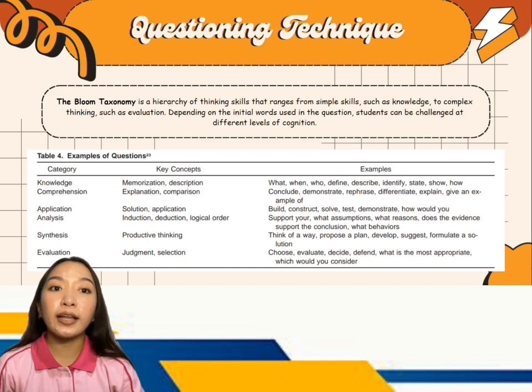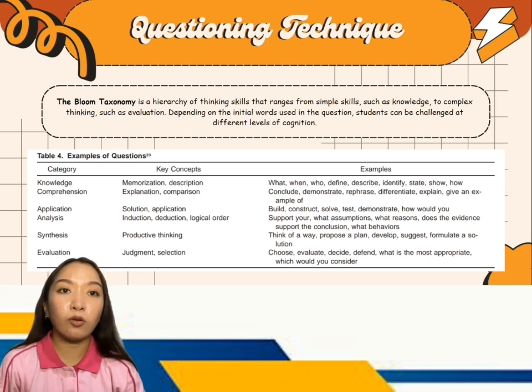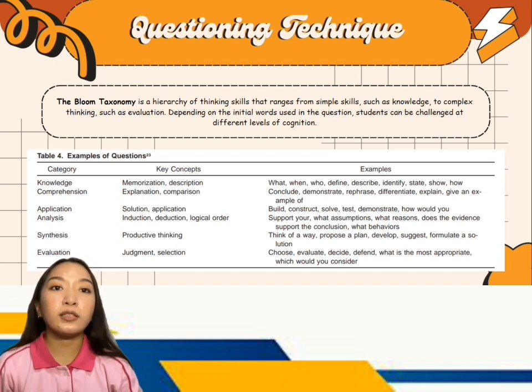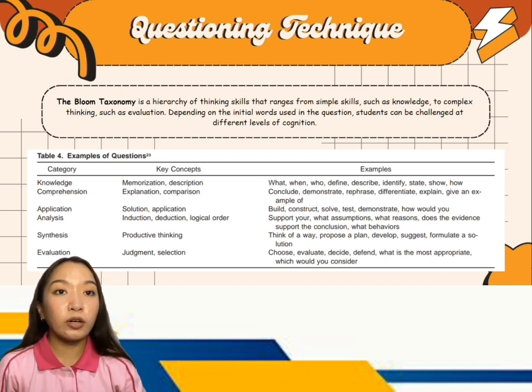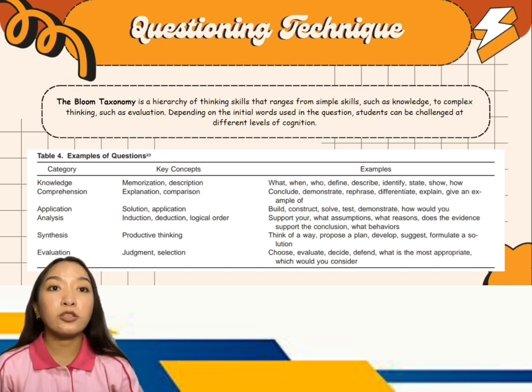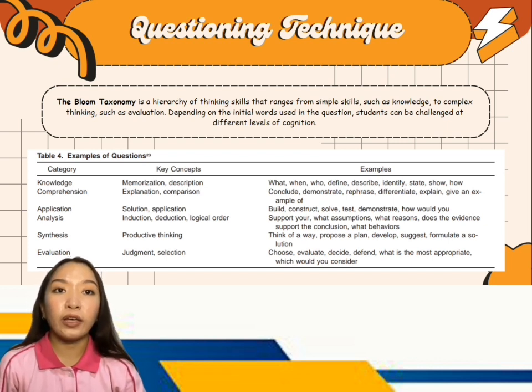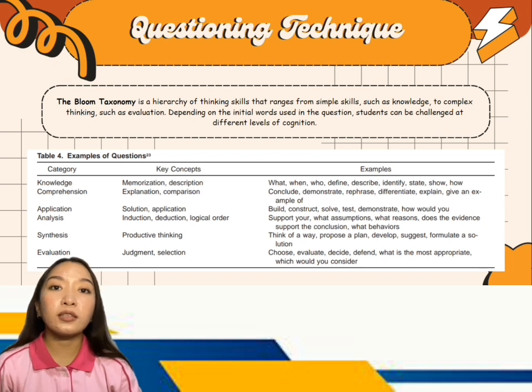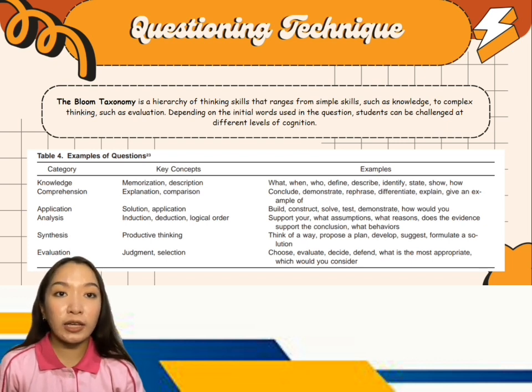For application analysis, its key concepts are solution, application, induction, deduction, and logical order. Examples of these are build, construct, solve, test, demonstrate. How would you support your? What assumptions? What reasons? Does the evidence support the conclusion? What behaviors? For synthesis, its key concept is productive thinking.